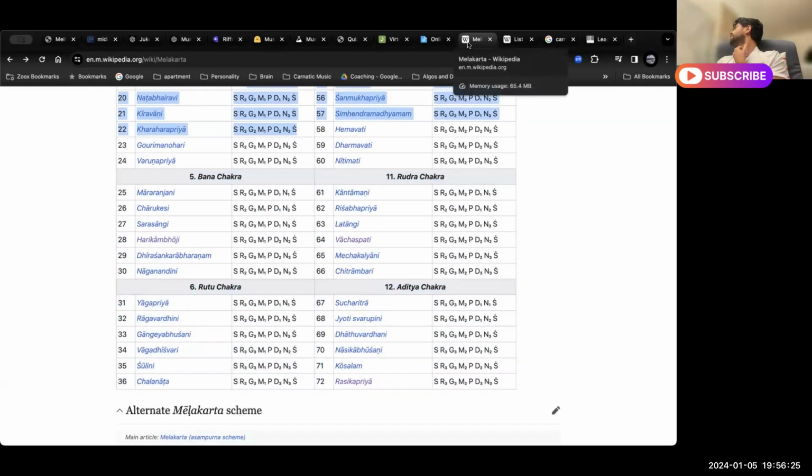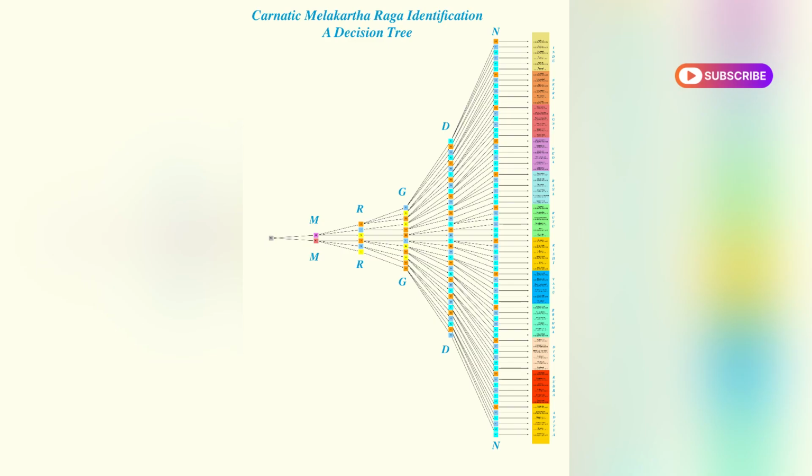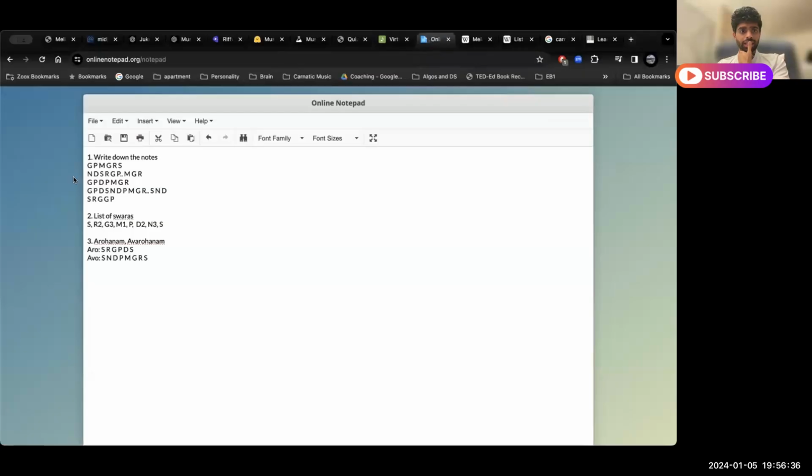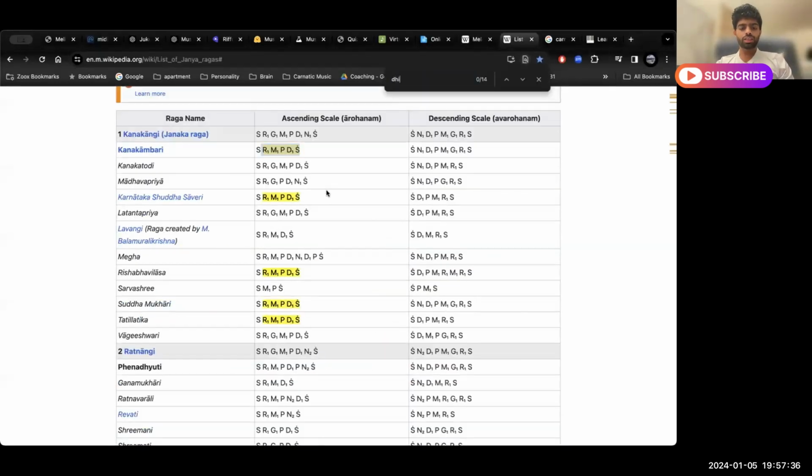Now let's further look at Da. I'm looking at my chart on the board, which is also a very useful chart to do the same thing. You can reach out to me if you want a copy of this chart as well. So Da 2. If you see this complete list, R2, G3, M1, D2, N3. And that is R2, G3, M1, D2, N3. So that's Dhira Shankarabharanam as the Melakarta raga. That's number 29.